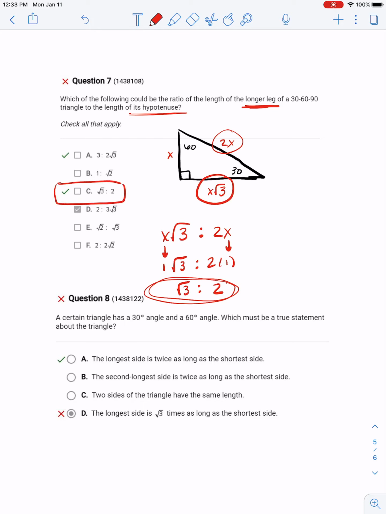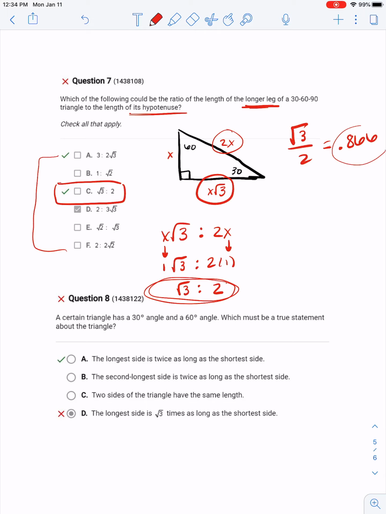And then remember on that first question, we said, okay, now let's actually divide those and see what our decimal is. So if we do the square root of 3 divided by 2, we get 0.866. So the square root of 3 over 2 is 0.866. What we want to do now is check, are any of these other ratios equal to 0.866? And I'm just going to do it in my calculator this time.